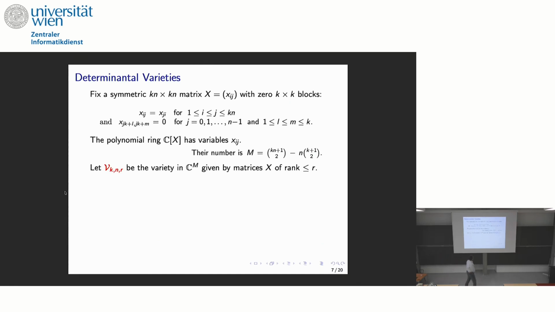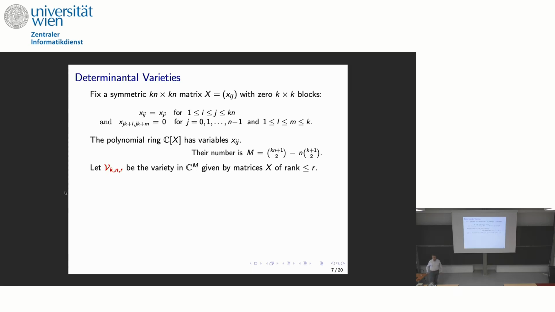So we're discussing here determinantal varieties. The general setup is we have parameters k, n, and r. We're going to look at a kn by kn matrix X with unknown entries x_ij. And I assume that there are k by k 0 blocks along the main diagonal. The matrix is symmetric, and here, just in symbols, we have the 0 blocks. So I'm going to form the polynomial ring in these variables. And this field of complex numbers here is just to make you feel good, right? Because, of course, you cannot compute with complex numbers. This is just a feel-good symbol.